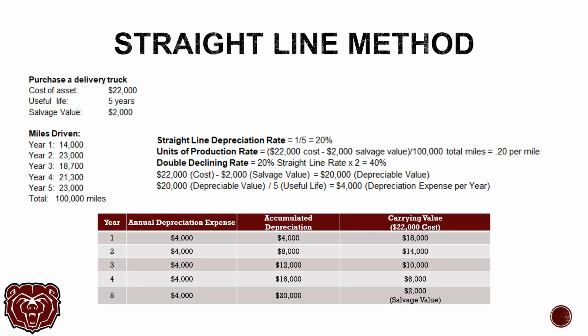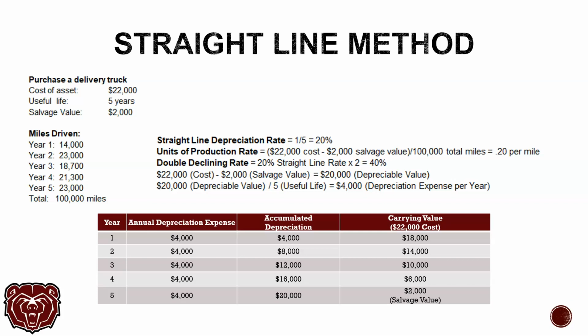Okay. So let's take a look at an example of straight line depreciation method. This is the simplest version here. What we're going to do is come up with a depreciation rate. The way we're going to do that is to take 1 divided by the number of years that the asset will continue to provide us benefit. Here it's 5 years, so 1 divided by 5 is 20%.